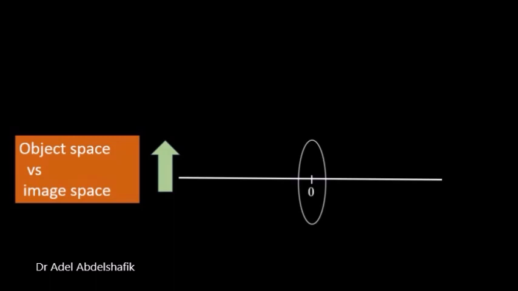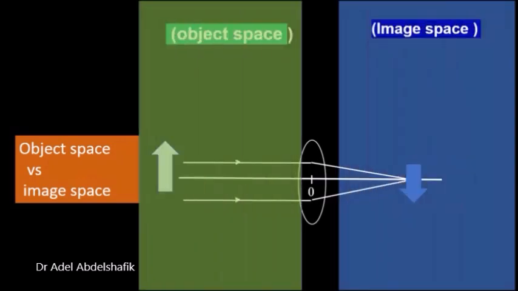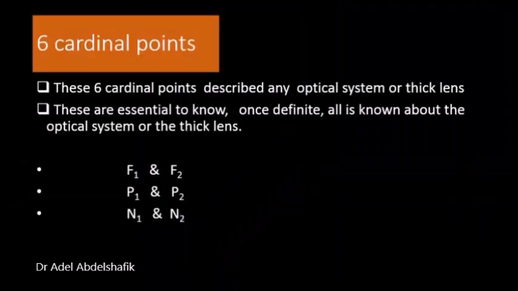We usually place objects on the left side and draw rays to form an image on the right side. So this is the image space and this is the object space. There are 6 cardinal points that can describe any optical system or thick lenses. These are essential to know. Once defined, all is known about the optical system or the thick lens. These points are F1, F2, P1, P2, and N1, N2.